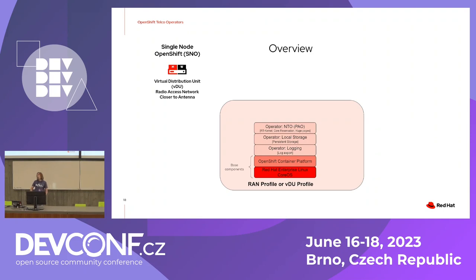operator, and, for versions previous to 4.12, the performance addon operator, which allow you to do some customization. Then the SR-IOV operator for networking, and finally the PTP, Precision Time Protocol, operator. All these operators together with the configuration allow us to convert the single node OpenShift into something that can be a distribution unit.